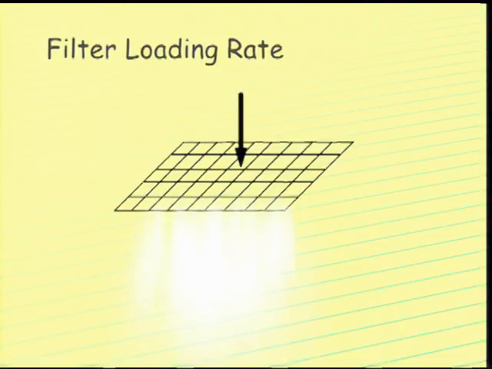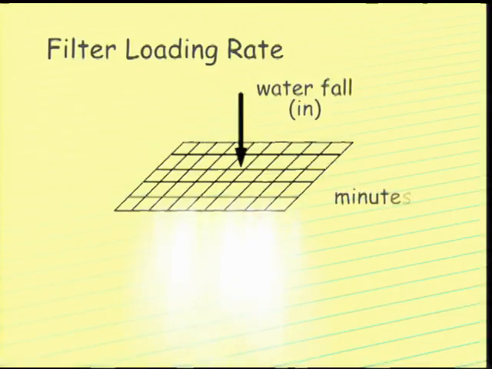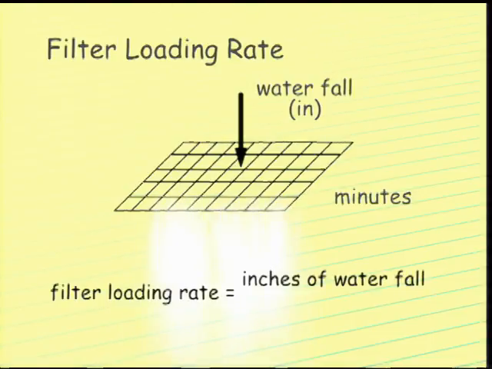Sometimes the filter loading rate is measured as the fall of water in inches through a filter per minute. That is expressed mathematically as filter loading rate equals inches of water fall divided by minutes.